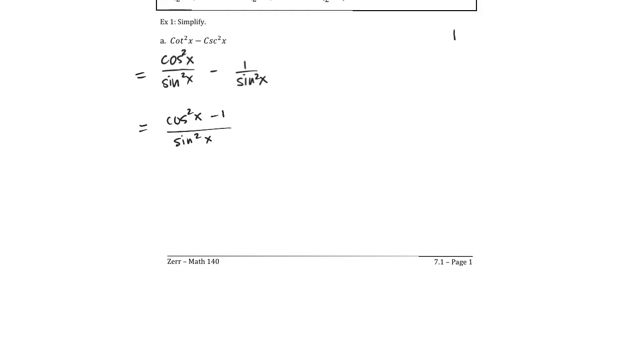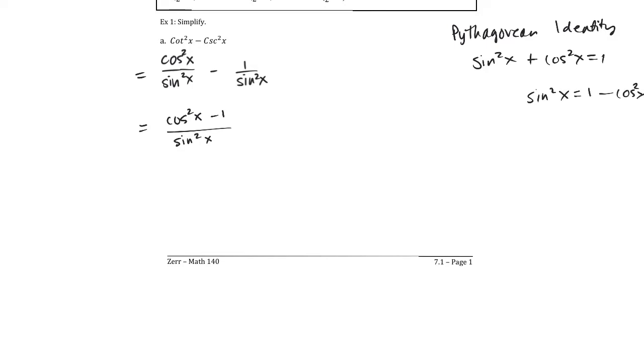Now we do have a Pythagorean identity that says that sine squared x plus cosine squared x is equal to 1. So if I subtracted cosine squared x from both sides, I would get 1 minus cosine squared x is equal to sine squared x. Keeping that in mind, I'm going to commute my cosine squared x out to the back. So it would be negative 1 plus cosine squared x. That's just by the commutative property.